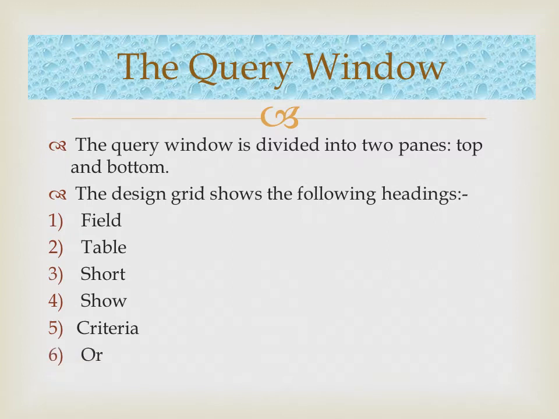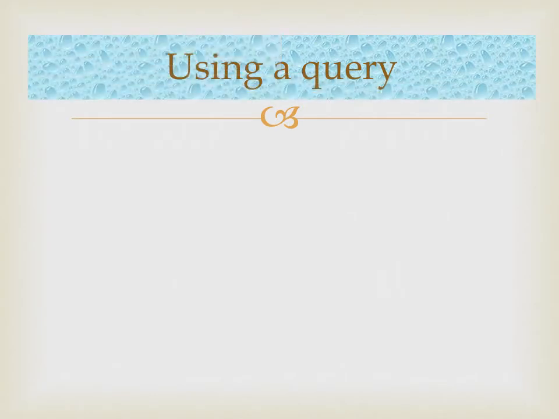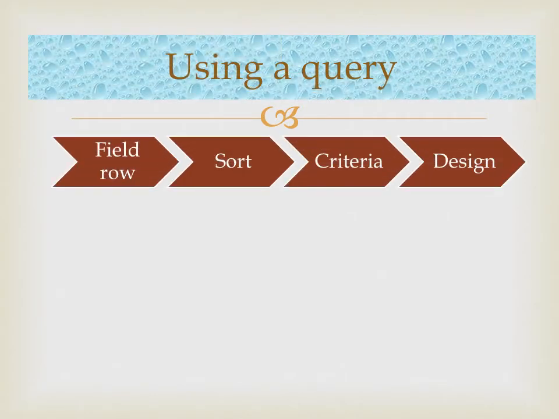And the last one is or row. Or row is used to specify multiple criteria. So these are the main headings: field, table, sort, show, criteria and or. The next heading is how to use a query. एक query को कैसे use करते हैं? To use a query, user need to add field, specify the criteria in the design grid and then run the query. For this, user have to follow the given steps.